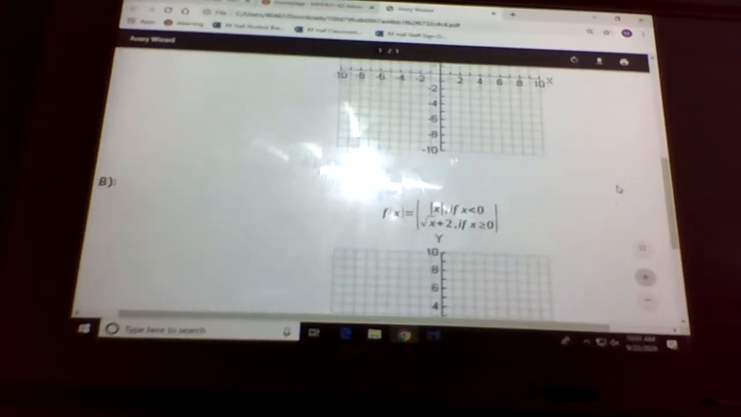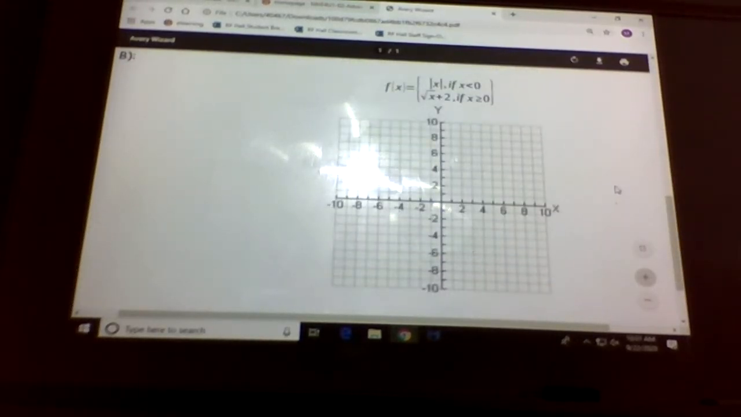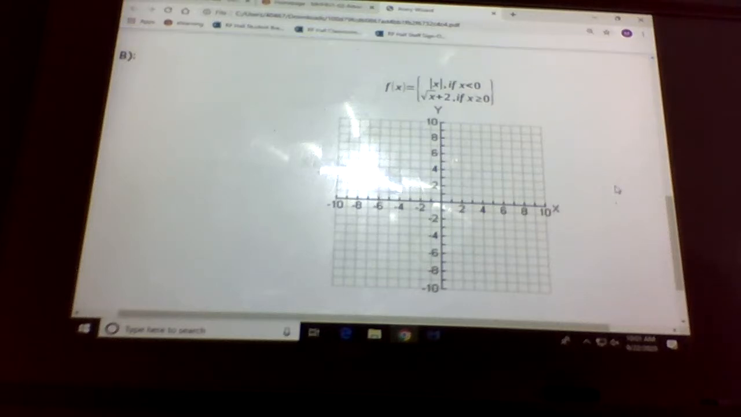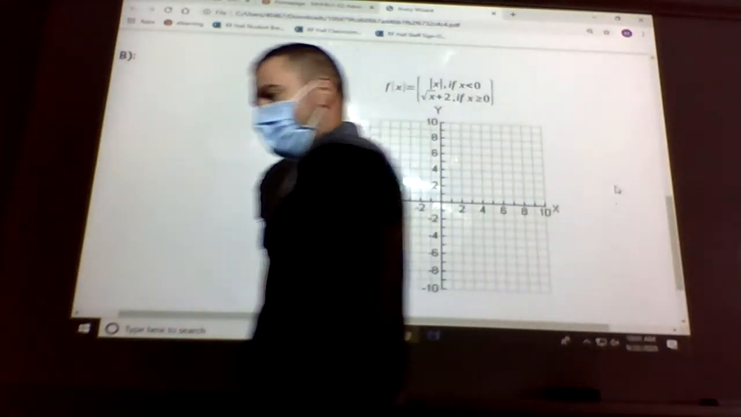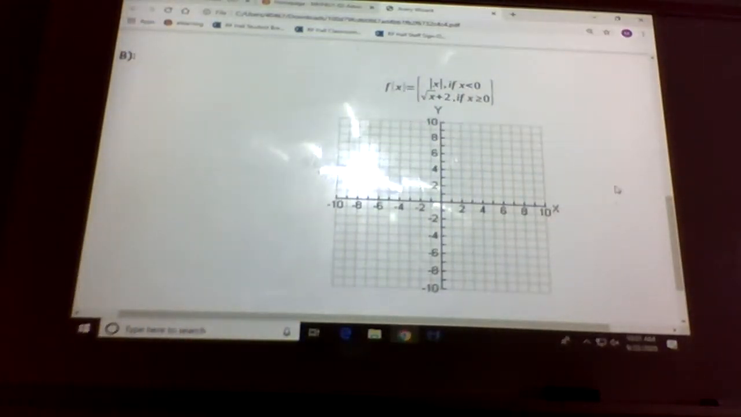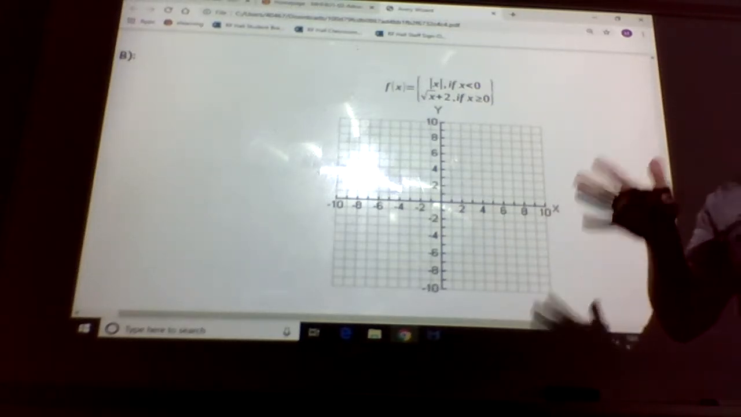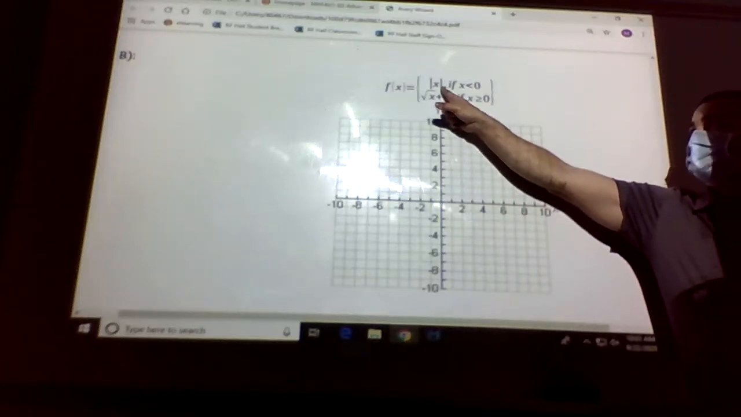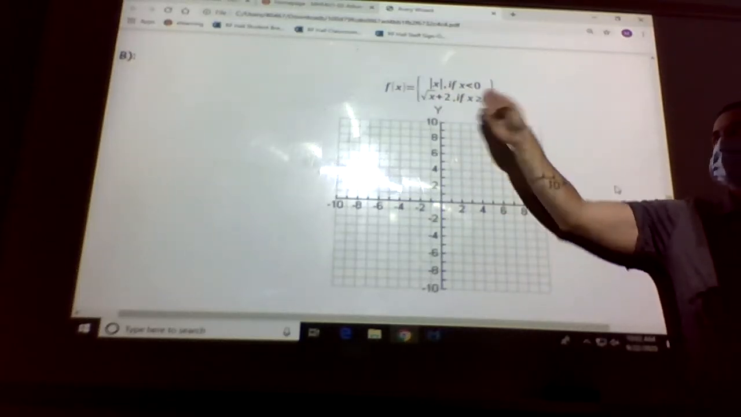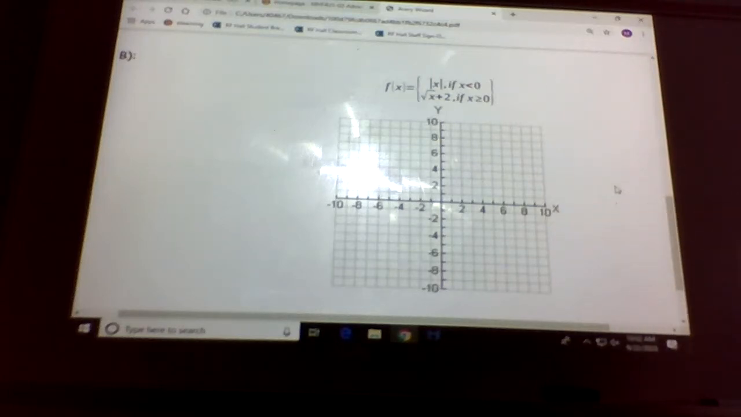Last one. So you guys can give this one a little try. So the first one is an absolute function, where your values are less than 0. And then your second one is a square root function, the value is greater than or equal to 0. But make sure that's a +2 on the outside, so that moves 2 units up.